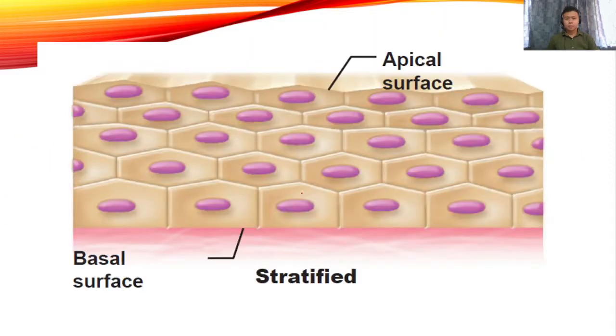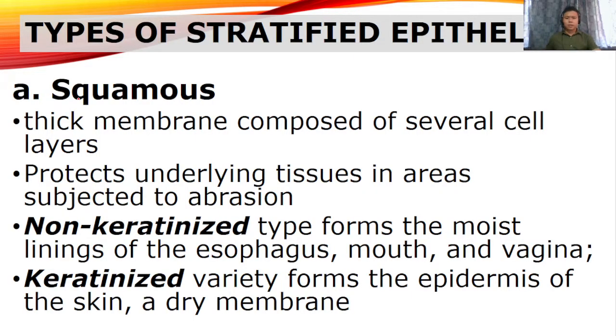Stratified epithelium looks like this one, having a multi-layered appearance, having 1, 2, 3, 4, 5 layers, as shown in the illustration. Now, the types of stratified epithelium, we have the squamous. Stratified squamous epithelium is a thick membrane composed of several layers. Okay? It protects underlying tissues in areas subjected to abrasion, such as in the esophagus, mouth, and vagina, and also in the epidermis of the skin.